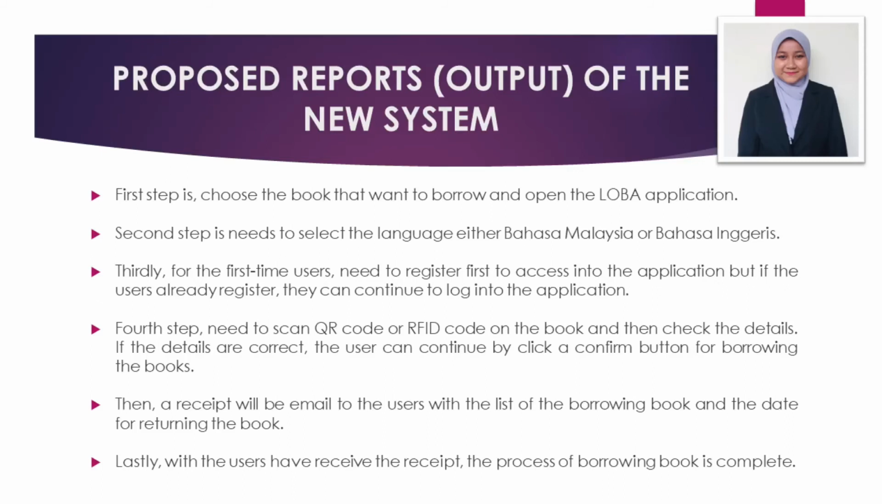Fourth step is the user needs to scan the QR code or RFID code on the book and then check the details that appear on the mobile or computer screen. If the details are correct, the user can continue by clicking the confirm button for borrowing the books. Then, a receipt will be emailed to the user with the list of borrowed books and the date of returning the books. Lastly, once the user has received the receipt, the process of borrowing a book is complete.